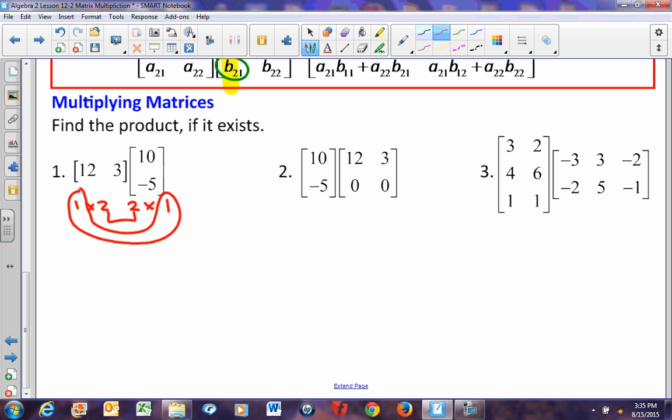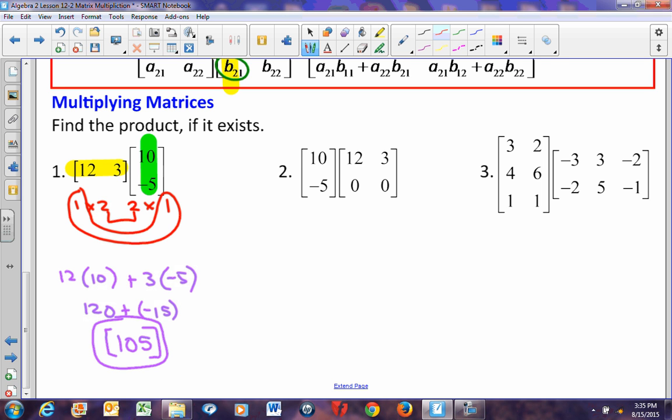To multiply this matrix, everything in the first row has to be multiplied by everything in the first column. So simply put, 12 times 10 plus 3 times negative 5. 12 times 10 is 120, 3 times negative 5 is negative 15, so it's 105. There's my 1 by 1 matrix, and that is my final answer.